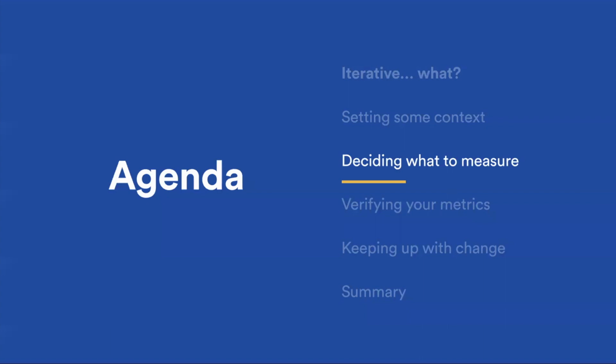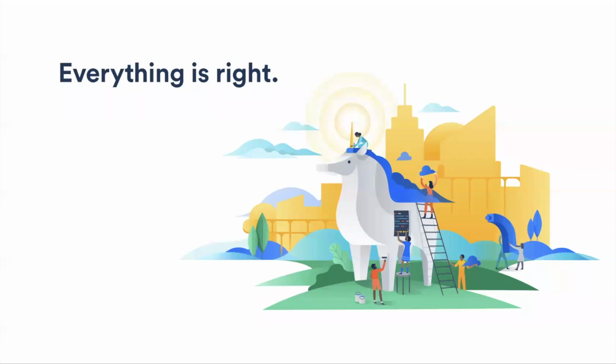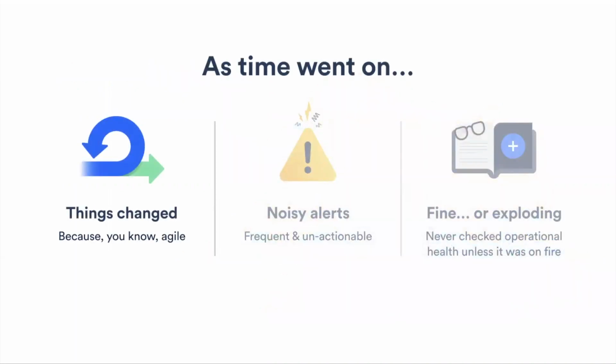Okay, so you figured out what to measure, but how can you then verify that you're still collecting the right stuff and using it in the right way? We found that at this point, it's pretty tempting to think we got it all right because we just spent all this time answering these difficult questions. But as time went on, a few things started to happen. Things changed because we're agile, we're iterative, and we're developing on our cool applications and everything is getting better all the time. But that meant that what worked from an operational standpoint today wasn't necessarily going to work tomorrow.